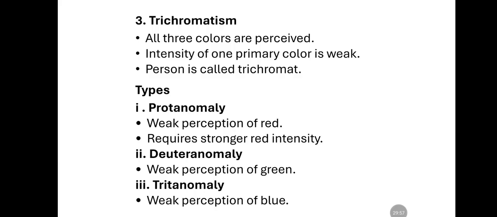Trichromatism, all three colors are preserved. Intensity of one primary color is weak. Person is called trichromat. Types: protanomal, weak perception of red, requires strong red intensity. Deuteranomal, weak perception of green. Tritanomal, weak perception of blue.